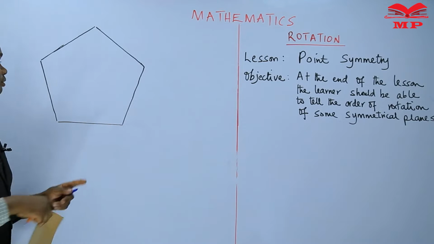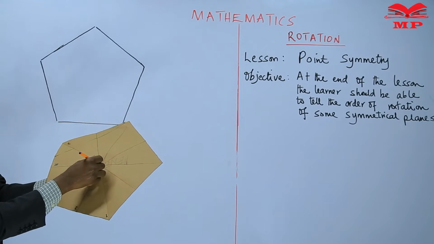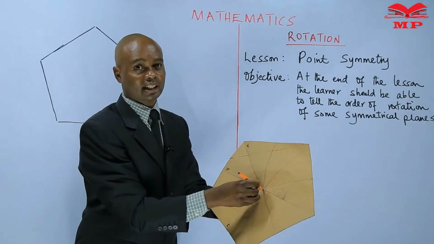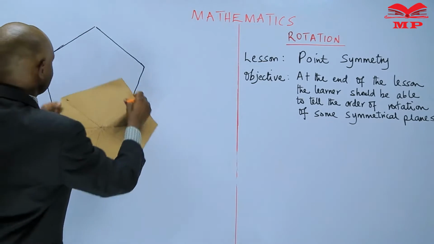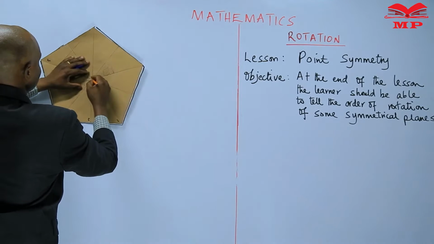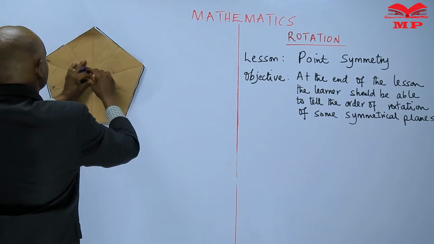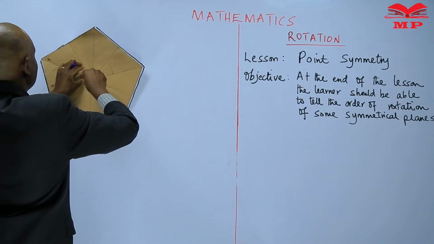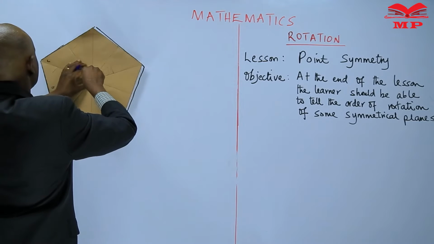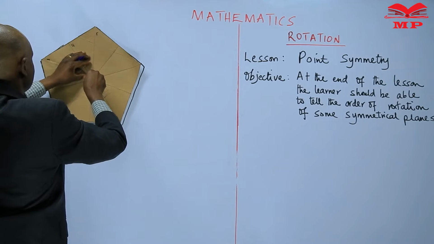So I'll look for a way of looking. The center is here. The center is the center of the circle that inscribes the pentagon. So I'll come there and try to see what will happen as I rotate. If after a fifth of the rotation, it fits into itself. You see where 5 was. After 72 degrees, it fits there.